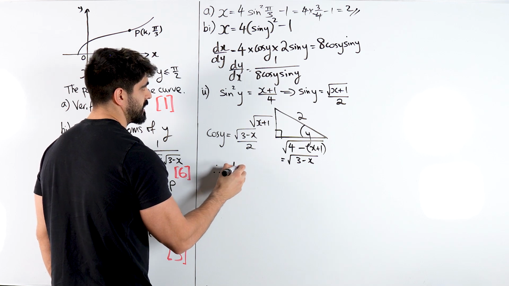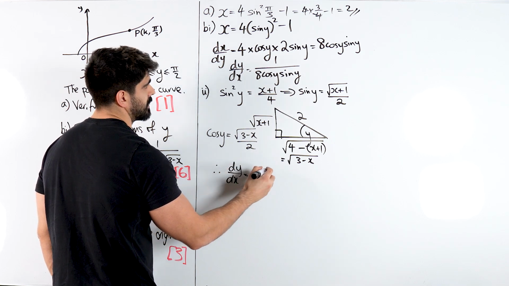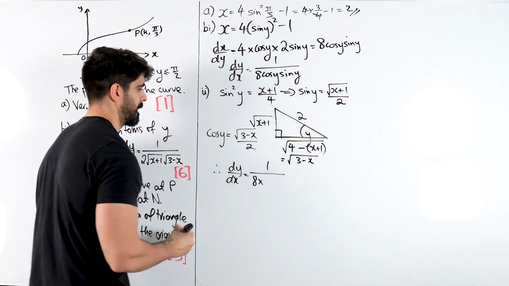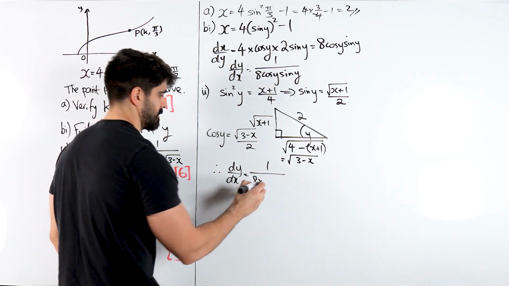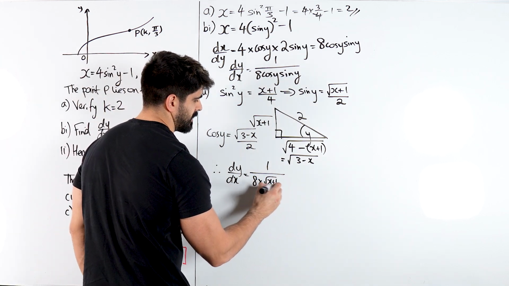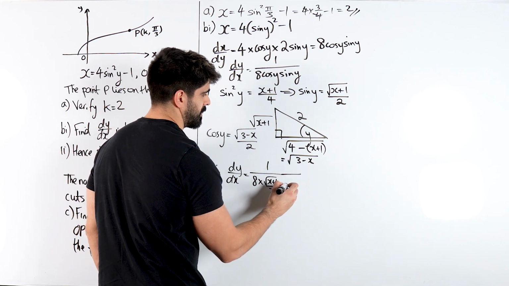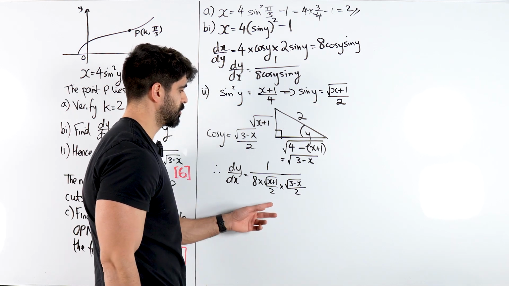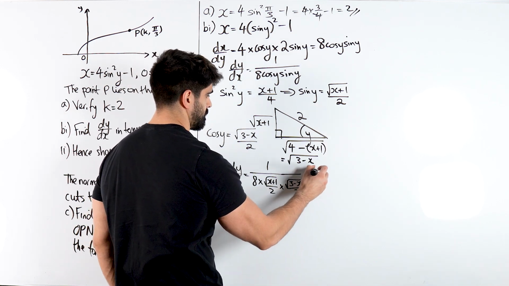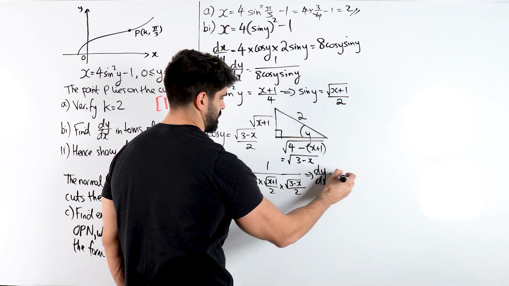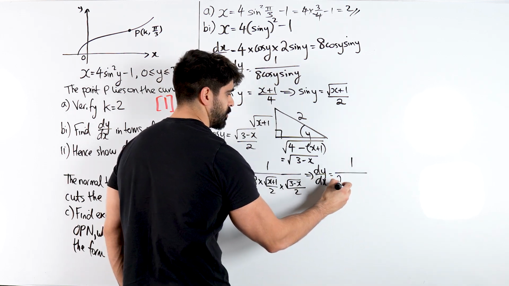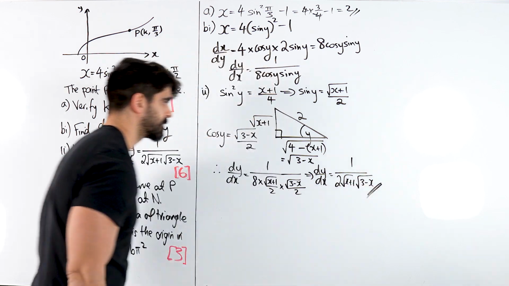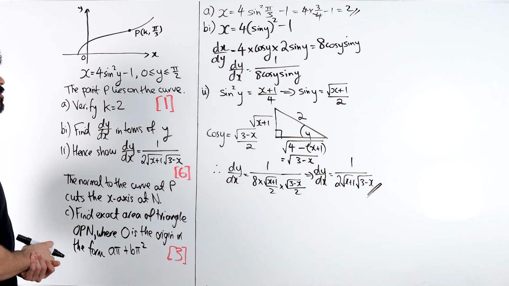Therefore, dy by dx is 1 over 8 lots of cos y. Let's do the other one first because of the order they did. So the 2's are 4, cancels the 8. So we get dy by dx is 1 over 2 root x plus 1 root 3 minus x. And that's shown. Cool. That's an interesting question.